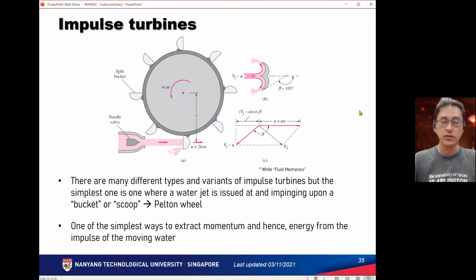Even though it sounds conceptually simple, they're actually highly refined devices, which we will be using for many things, just to produce energy, to drive machineries and so on and so forth. Their designs are very well known, very well established, and it's quite easy to analyze them. Such a setup is what we call a Pelton wheel. It represents one of the simplest ways to extract momentum and hence energy from the impulse of the moving water. It may not always be water, it can be some other fluid, but water is one of the most common fluids used to drive these devices.